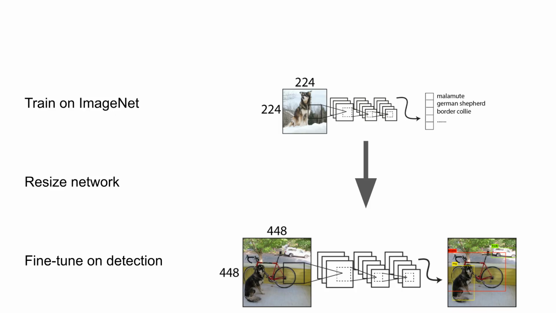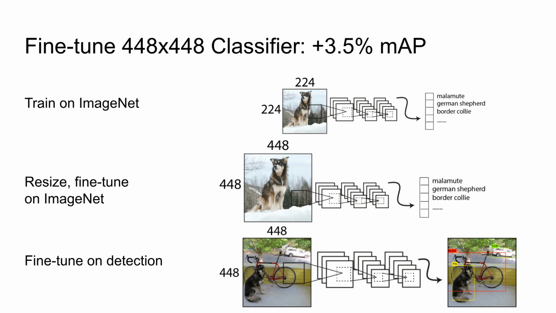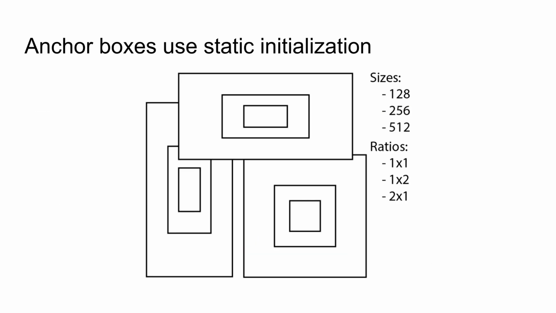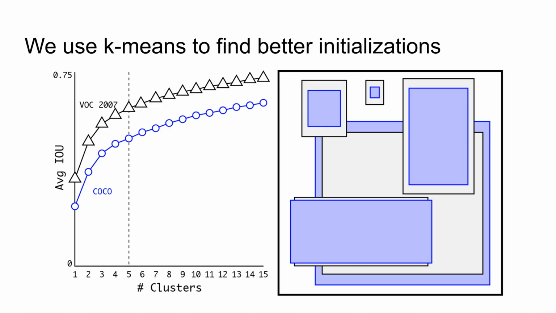The original Yolo training involved pre-training a classifier on ImageNet, resizing the network, and then fine-tuning on detection datasets. By fine-tuning the 448 by 448 classifier on ImageNet data after resizing, we gain 3.5% MAP. Anchor boxes in object detection usually rely on static initialization with predefined sizes and aspect ratios. To improve initialization, we use k-means clustering on the training bounding box dimensions to find better anchor box shapes.